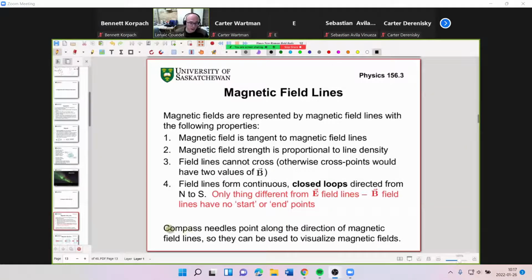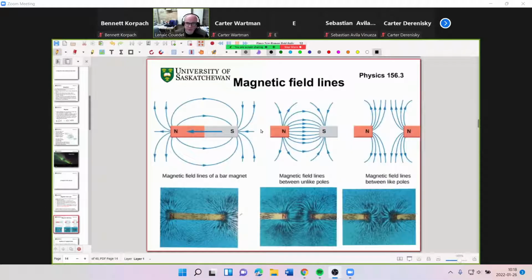Compass needles always point along the direction of the magnetic field lines, so they can be used to visualize the magnetic field. Here's some illustration. Here you have a bar magnet, north pole here, south pole here. If you draw the magnetic field line, you start from the north pole and you end up in the south pole. But to complete the loop, your magnetic field line can be completed inside the bar magnet like that. So it's a loop.